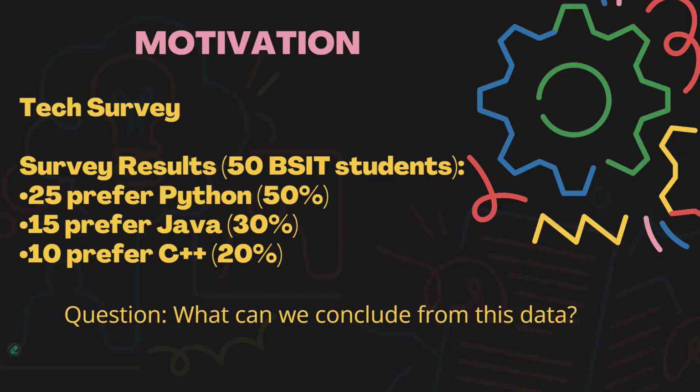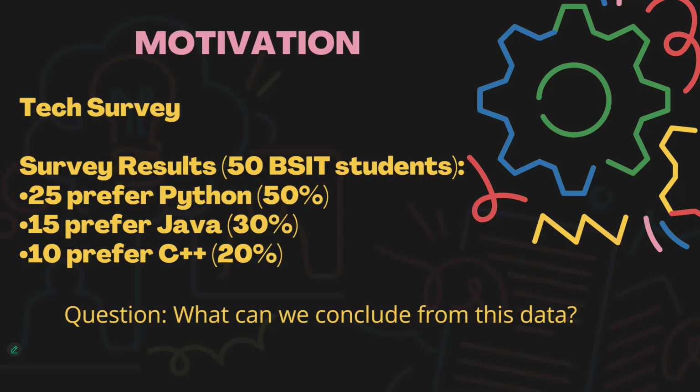Let's have a sample text survey. Surveying 50 BSIT students, 25 prefer Python, 15 students prefer Java, and 10 students prefer C++. What can we conclude from this data? We can say that Python is the most preferred language, which has 50%, and Java is second, having 30%, and C++ is the least preferred, having 20%.